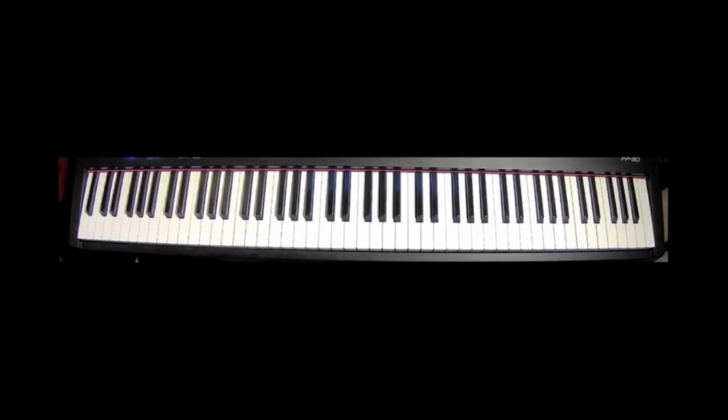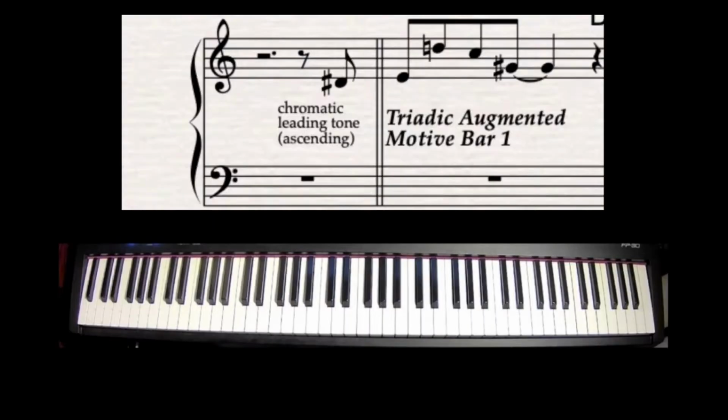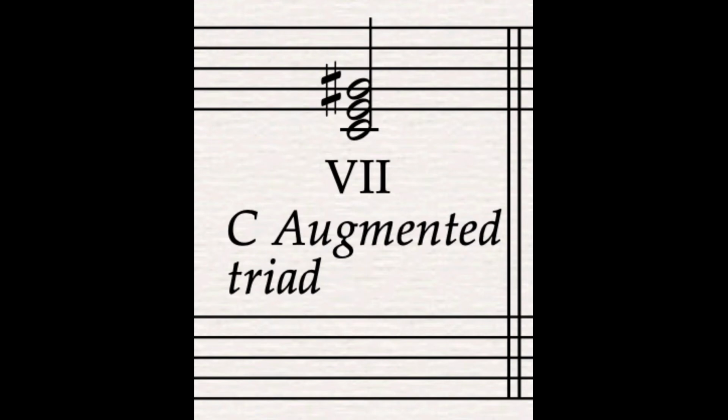Throughout this free excerpt, I will only focus on the motival unit present in bar 1. 1, 2, 3, 4. This motive or motival shape is built around the C augmented triad.